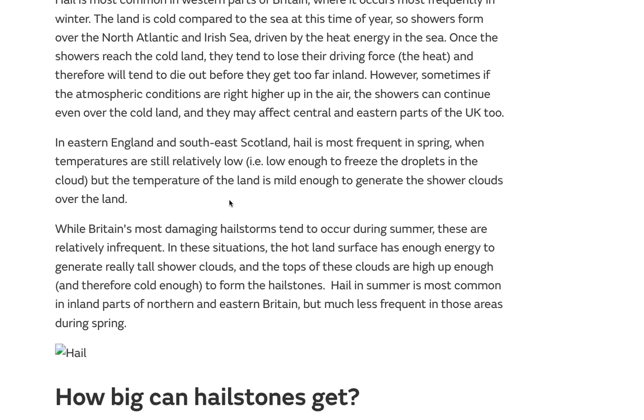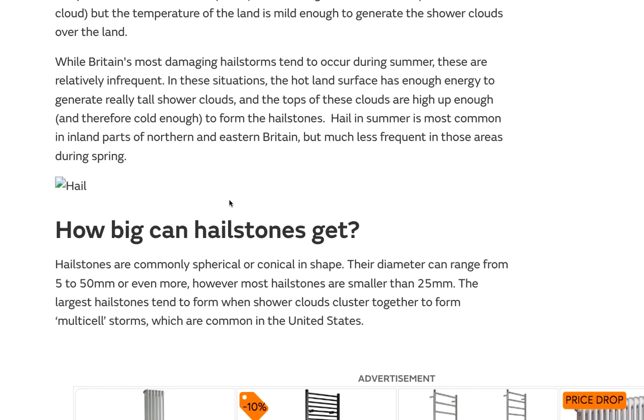In these situations, the hot land surface has enough energy to generate really tall shower clouds, and the tops of these clouds are high up enough and therefore cold enough to form the hailstones. Hail in summer is most common in inland parts of northern and eastern Britain, but much less frequent in those areas during spring. How big can hailstones get?